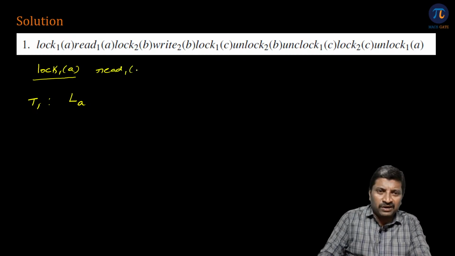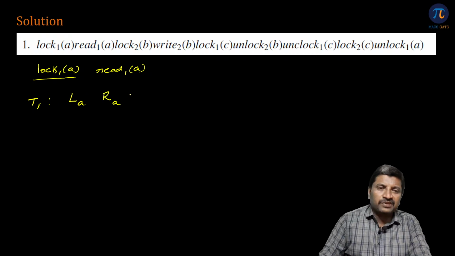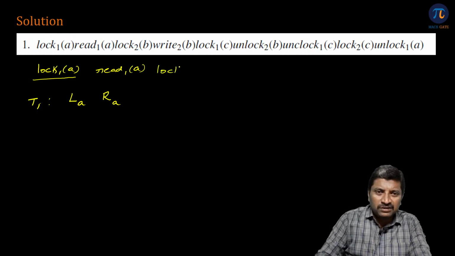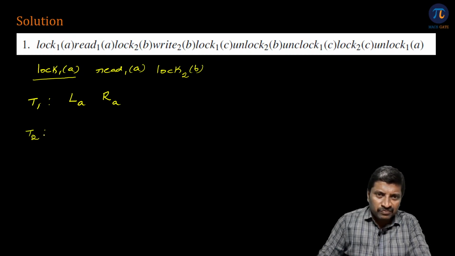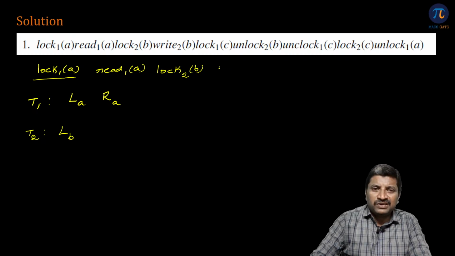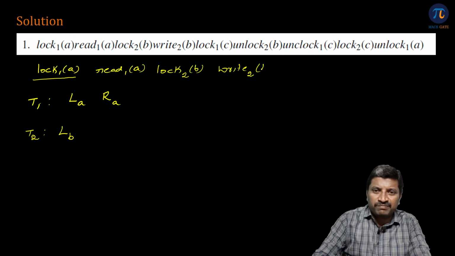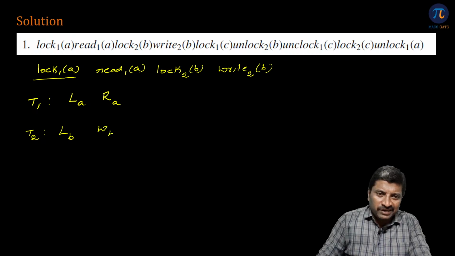Read 1 of A. First transaction, reading A. What is the next operation, sir? Lock 2 of B. Second transaction. So he got the lock for B. Then what is the next operation, sir? Write 2 of B. Second transaction is writing B.